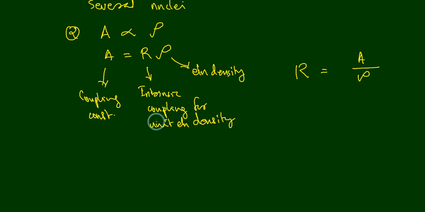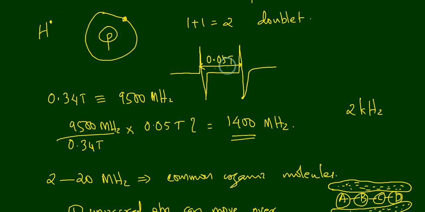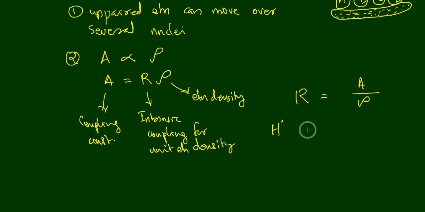And now we can calculate the R value for the hydrogen atom, or hydrogen radical. We already learned that the observed coupling constant from the spectrum of the hydrogen atom is 0.05 Tesla. This is the experimentally observed coupling constant. Okay, 0.05 Tesla means A is equal to 0.05 Tesla divided by rho. Rho is the electron density.